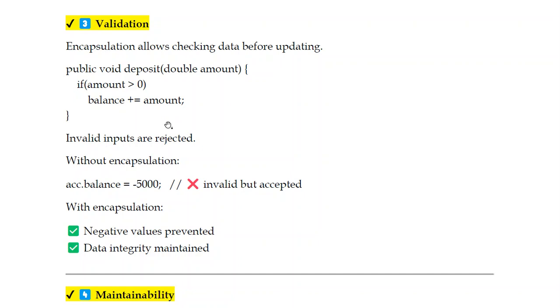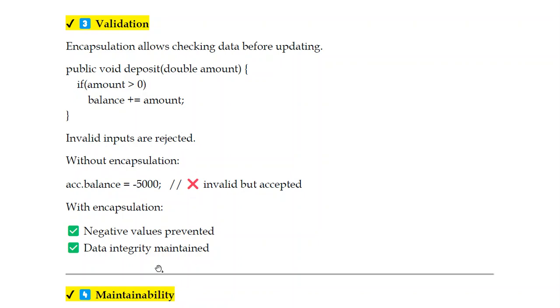Invalid inputs are rejected, in case I give negative values or the like. Without encapsulation, there may be an option where you can give negative values. Am I right? Account dot balance means you are directly accessing it, without encapsulation, not making it private. If you do that, what will happen? If the balance is minus 5000, it is completely incorrect. So with encapsulation, negative values are rejected. While I'm passing the values like this, it will check whether the amount is greater than zero or not. Yes, then only it will be allowed. So negative values are rejected. Data integrity is maintained.